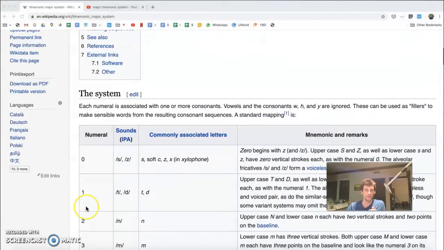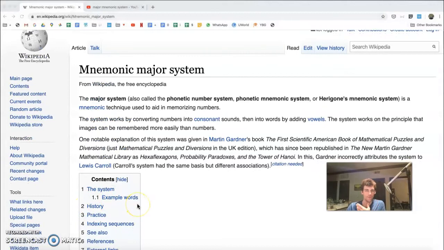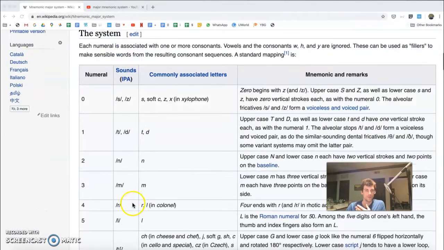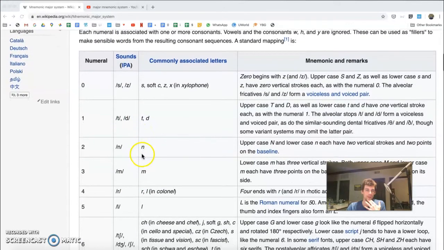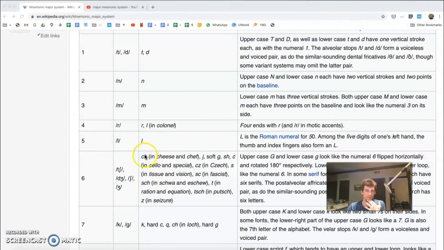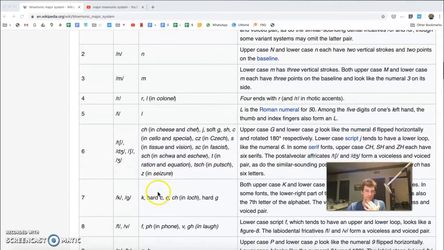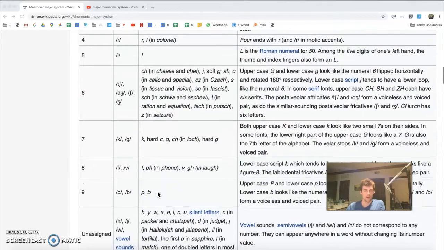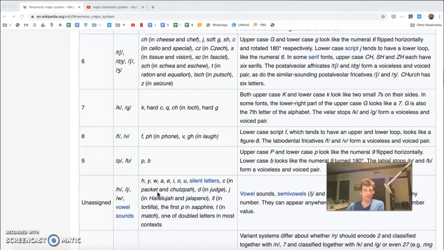Let me show you the Wikipedia page where I first learned about this. So you can see what I'm talking about, how 1 can be T or D. In my system, it's just T. And 6 has a few different things. 7 also, 8. So, like I said, I just did this to make it simpler.